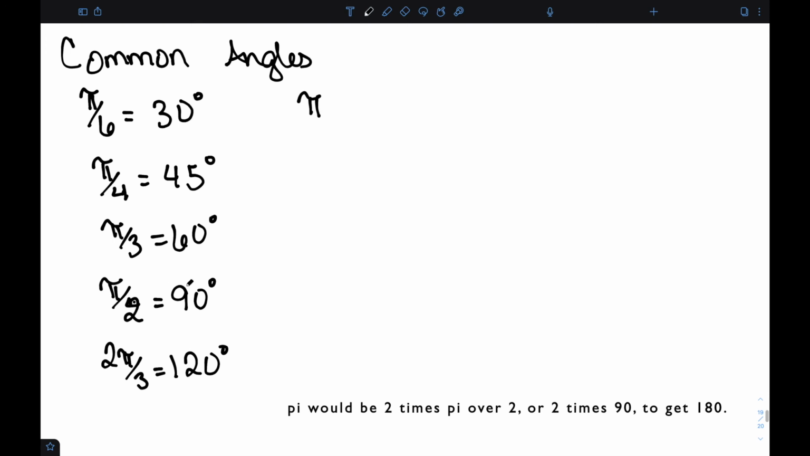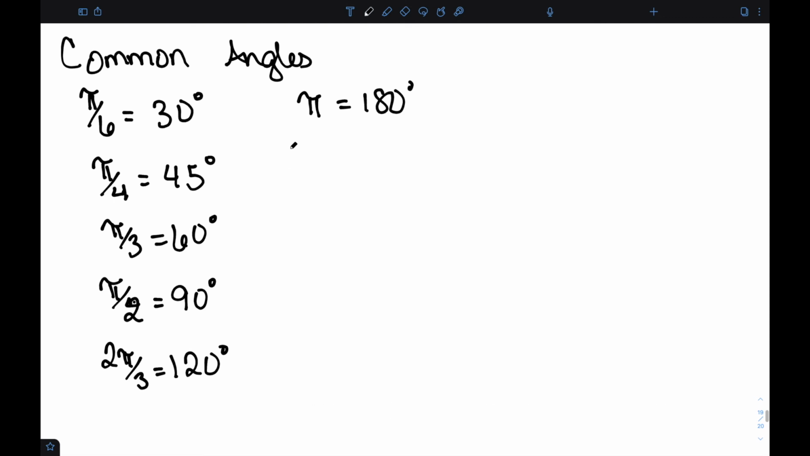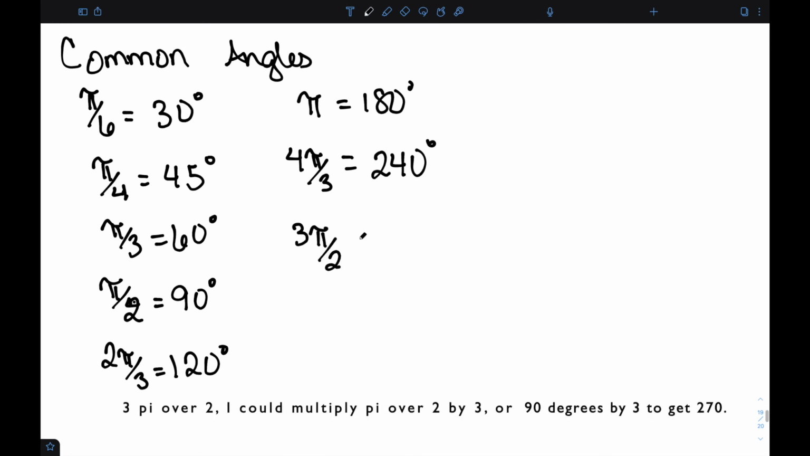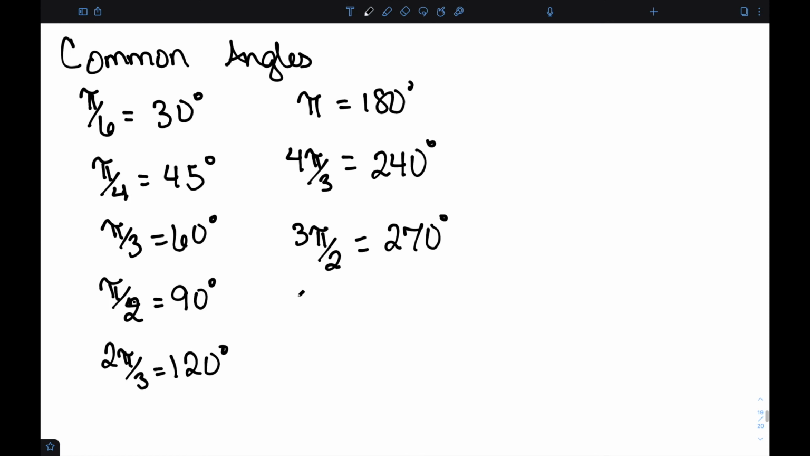Pi would be 2 times pi over 2, or 2 times 90, to get 180. 4 pi over 3 would be 2 times 2 pi over 3, or 2 times 120, just 240 degrees. 3 pi over 2, I could multiply pi over 2 by 3, or 90 degrees by 3 to get 270. 7 pi over 4, I could multiply pi over 4 times 7, or 45 degrees times 7 to get 315 degrees.